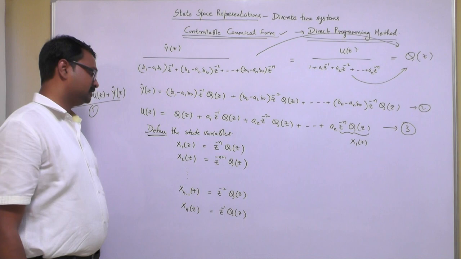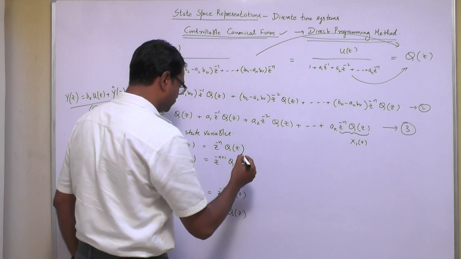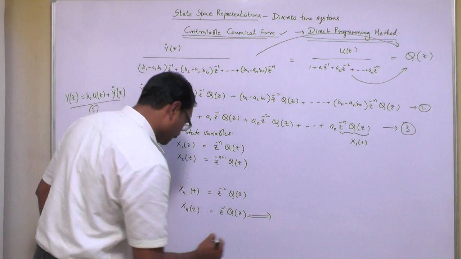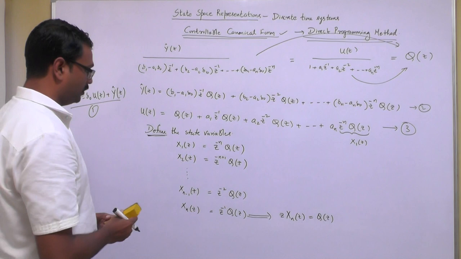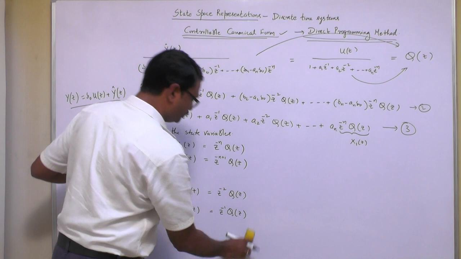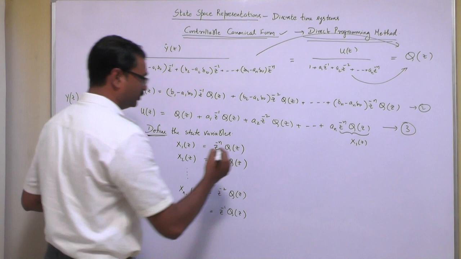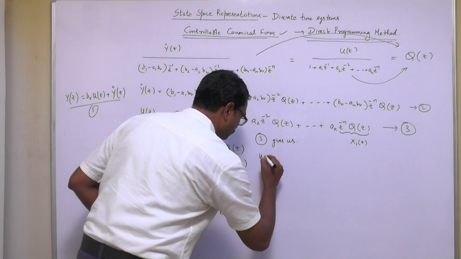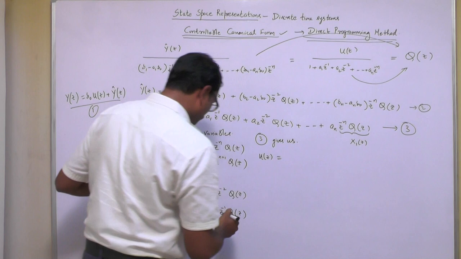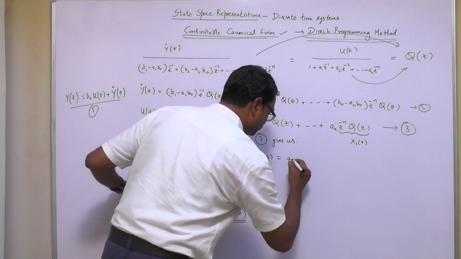Now when you are considering this one, we can write z xn of z is equal to qz. Right, so we can also substitute these values in these equations, for equation 3, that is u of z is equal to q of z, again it is z into xn z.